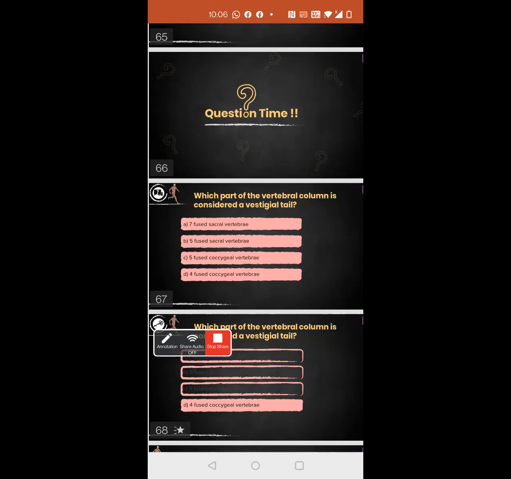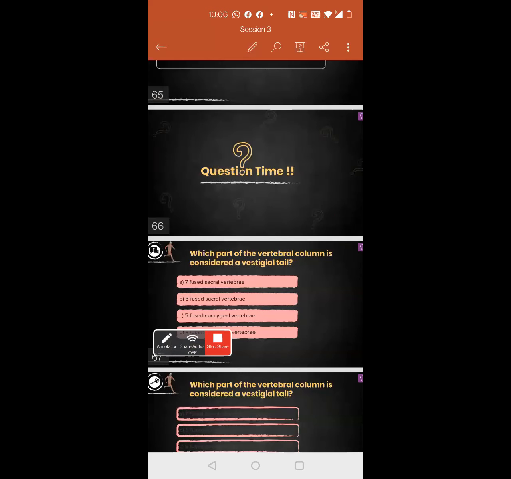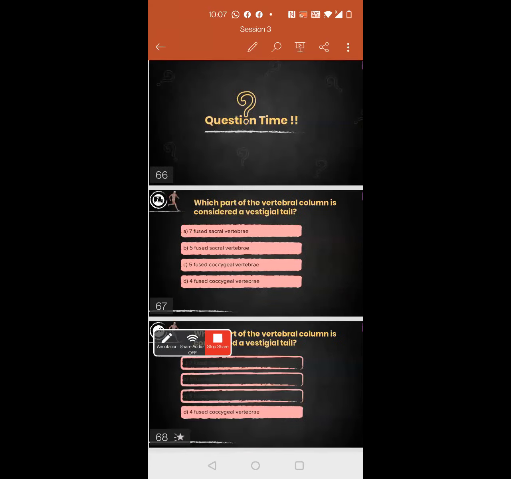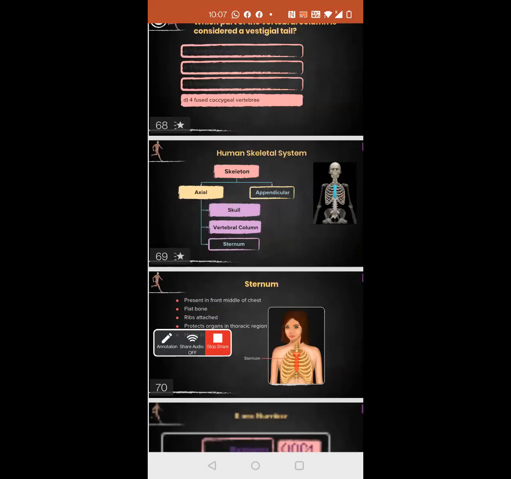Okay, good. Now, which part of the vertebral column is considered a vestigial tail? The last part. What is it called? Coccygeal. And it's fused. Four fused, correct. So the sacrum has 5 fused and the coccygeal has 4 fused. So there are 5 regions: cervical, thoracic, lumbar, sacrum, coccygeal.